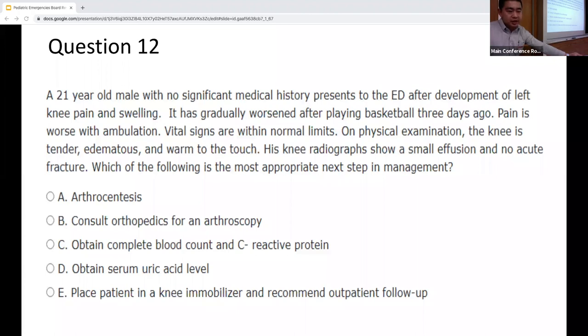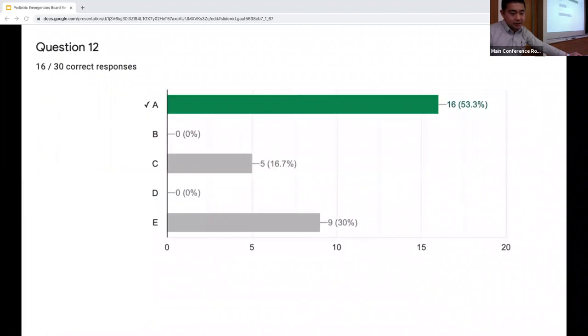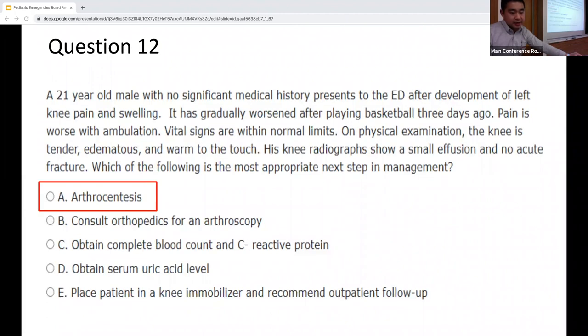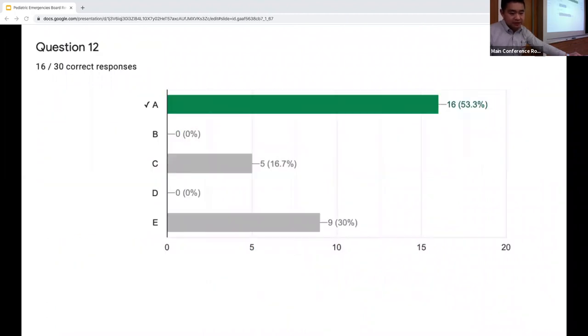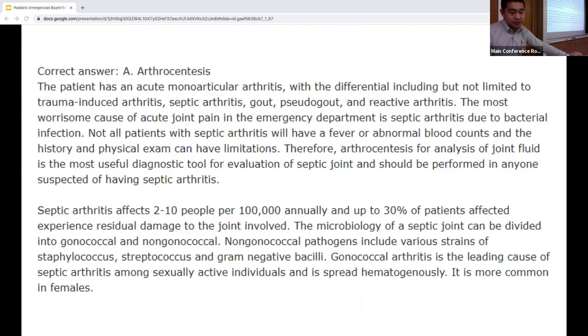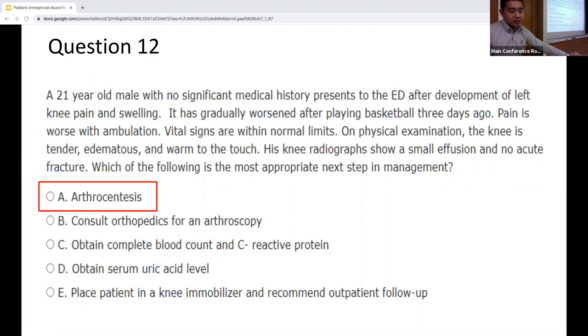So you have a knee effusion that is warm to touch and edematous, so you want to rule out infection, and that's why arthrocentesis is the answer. Some people picked a knee immobilizer, and some said get labs, but the most definitive step is going to be arthrocentesis, because he has a monoarticular arthritis.